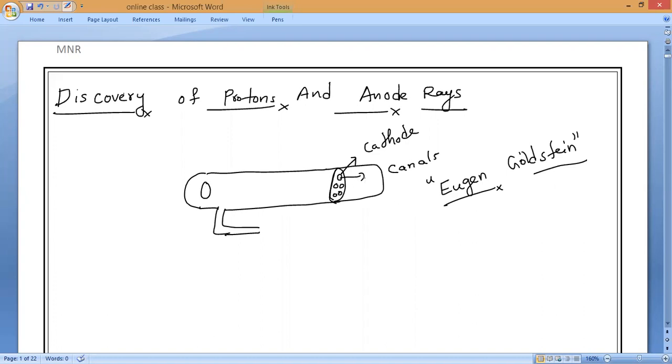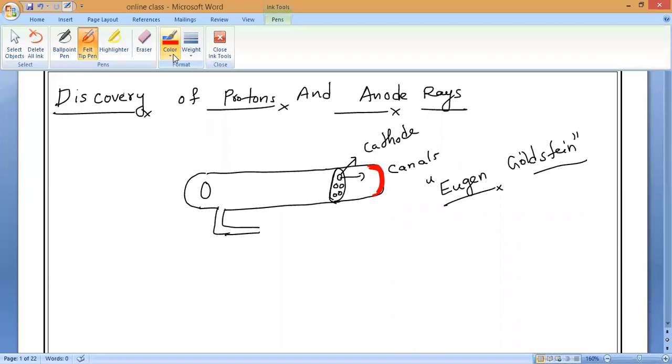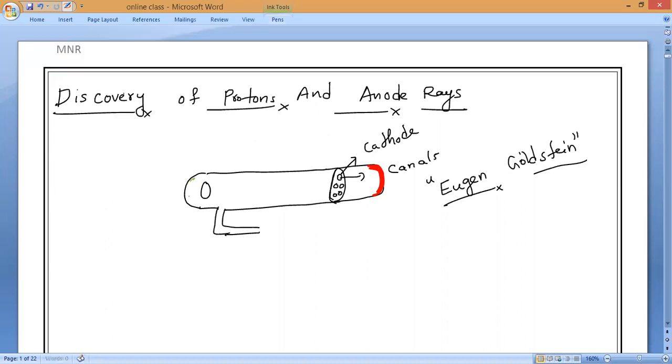Opposite to the anode, he observed a color. What color did he notice? Red color. And opposite to the cathode, what color did he notice? Faint greenish color.